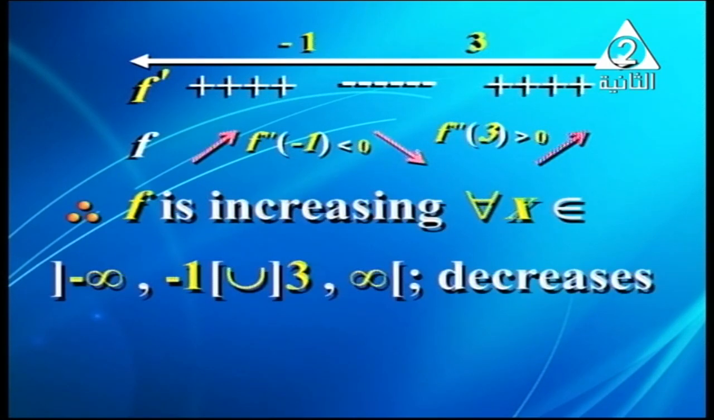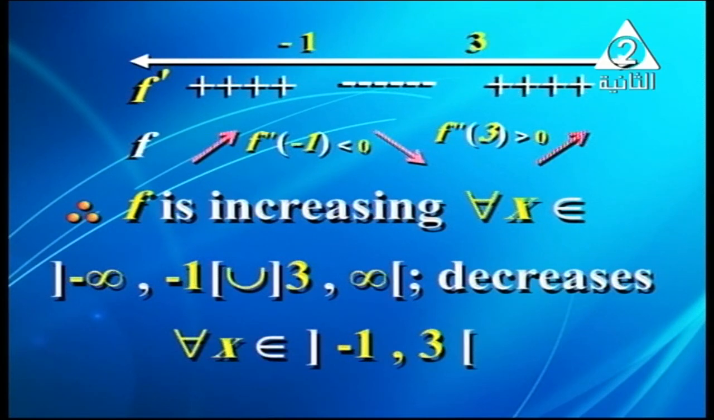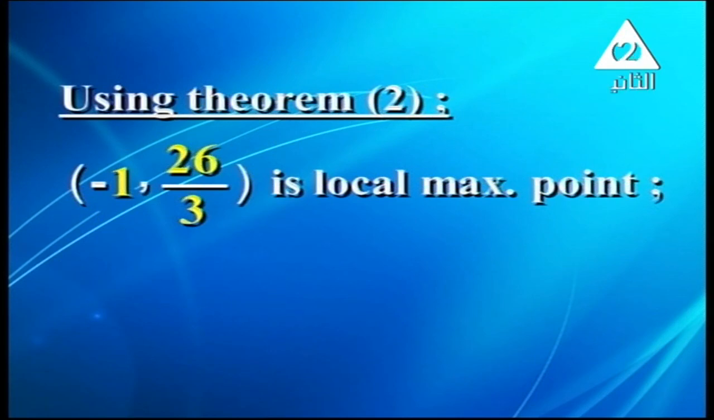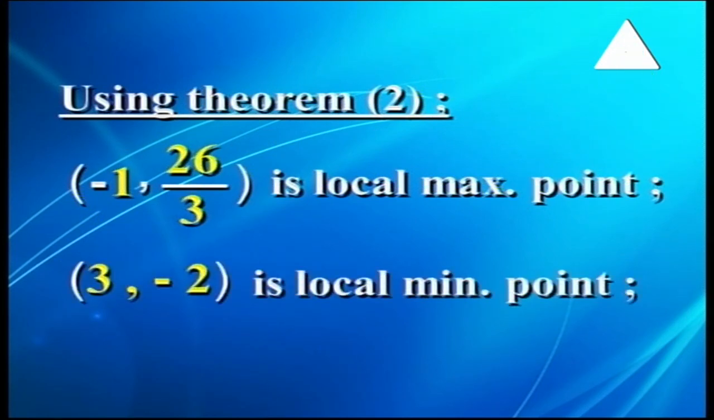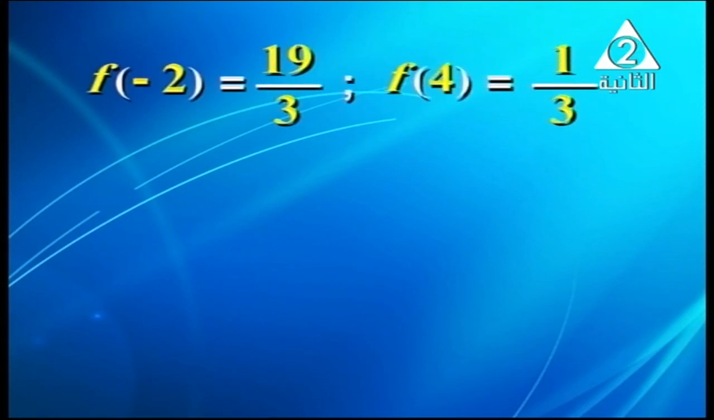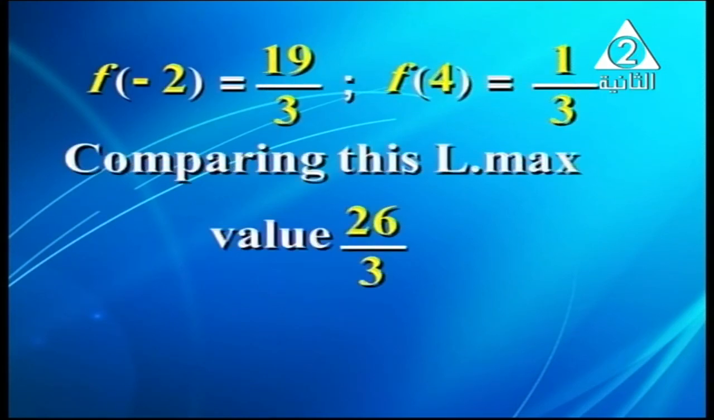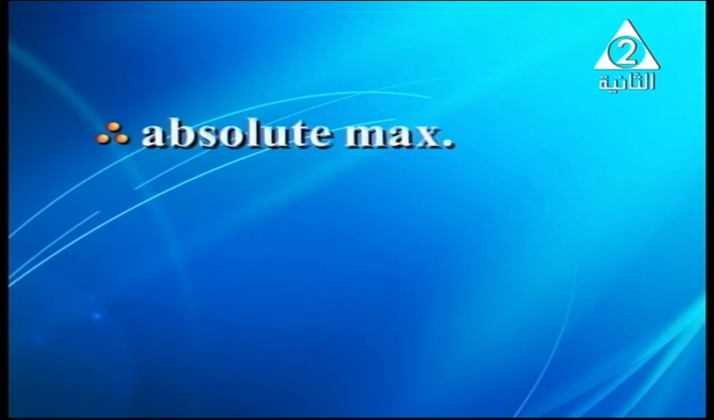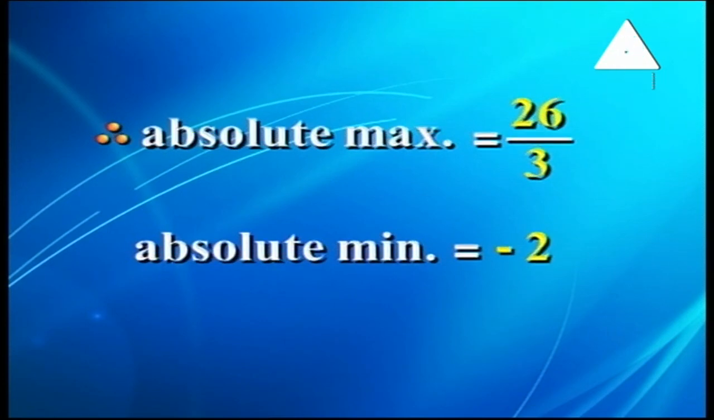It is increasing for all x belonging to the first interval, negative infinity to negative 1, union the open interval 3 to infinity, and decreasing for all x belonging to the open interval negative 1 to 3. Using theorem 2, (negative 1, 26 over 3) is a local maximum point, and (3, negative 2) is a local minimum point. F of negative 2 is 19 over 3, also f of 4 equals 7 over 3. Comparing the local maximum value 26 over 3 and the minimum value negative 2, therefore the absolute maximum equals 26 over 3, and the absolute minimum is negative 2.